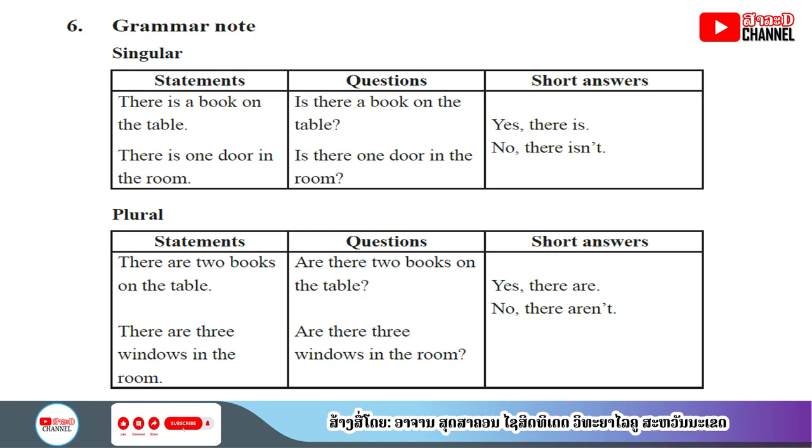There are 2 books on the table. There are 3 windows in the room. Questions. Are there 2 books on the table? Are there 3 windows in the room? Short answers. Yes, there are. No, there aren't.